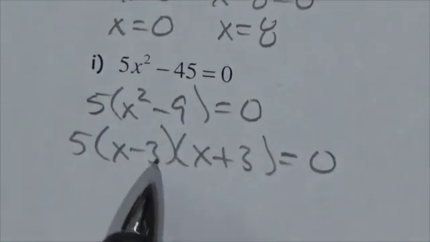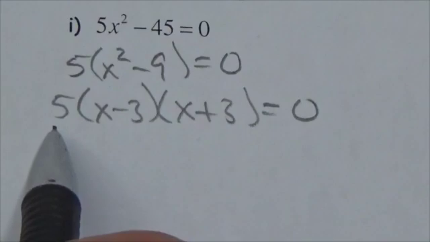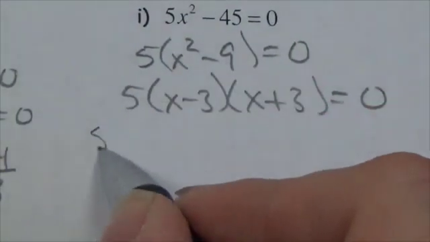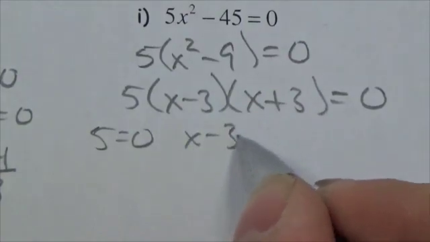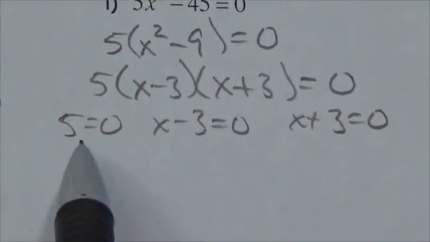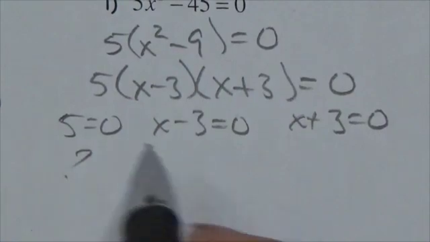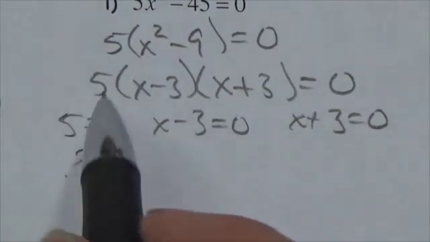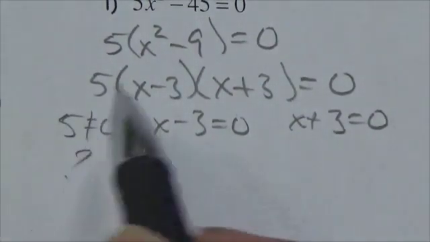Now, I'm going to set some factors here equal to 0, but I want you to understand that I'm not going to set 5 equal to 0, because that's just kind of goofy. 5 isn't 0. If you did this, and said 5 equals 0, x minus 3 is equal to 0, x plus 3 equals 0, that doesn't make any sense at all, right? There's no variable here, so there's no way that term could be equal to 0. So 5 doesn't equal 0.